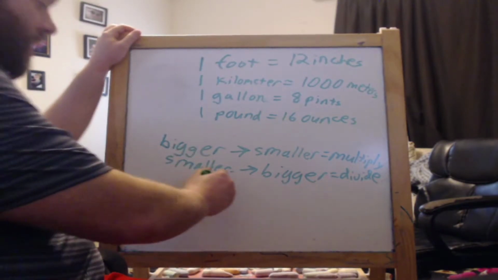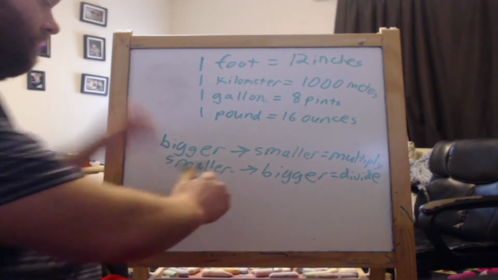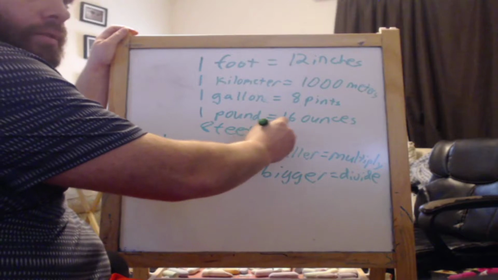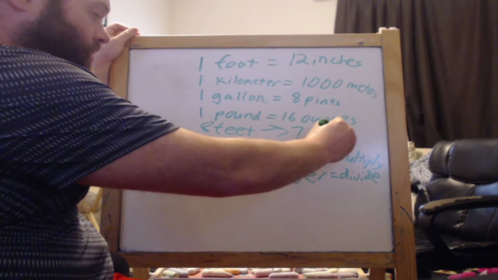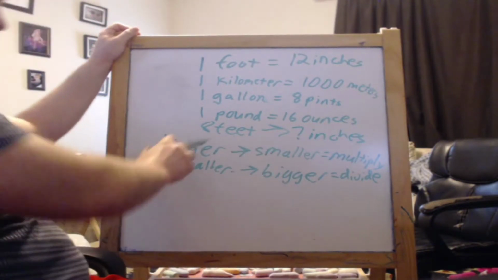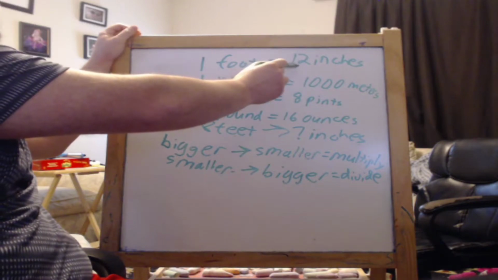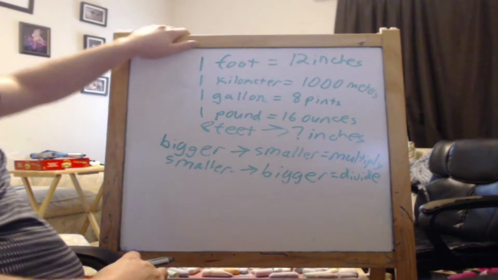So we have 8 feet to blank inches. So we are going from a bigger unit, feet, right? 1 foot equals 12 inches, so 12. There's 12 inches in a foot, which means inches are smaller, right?